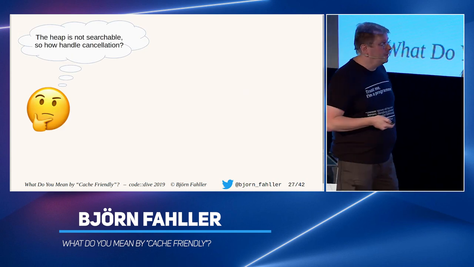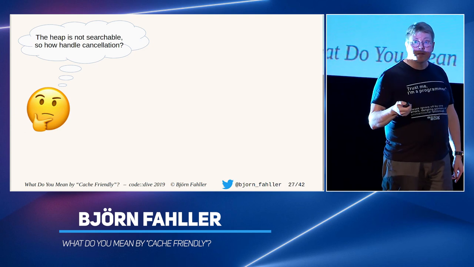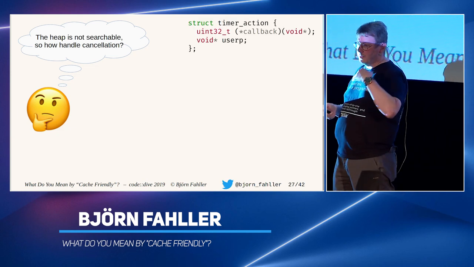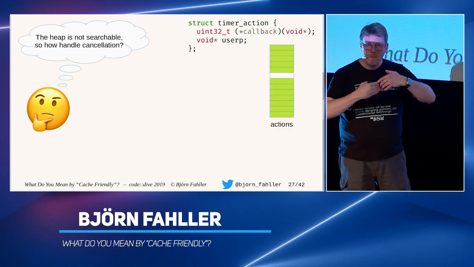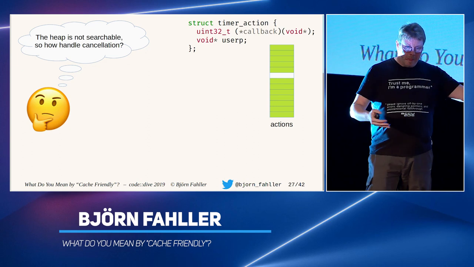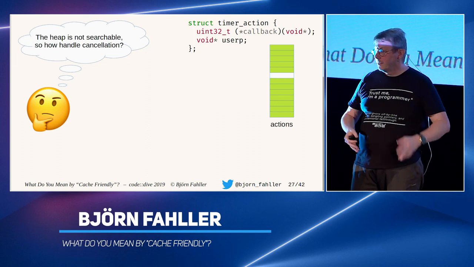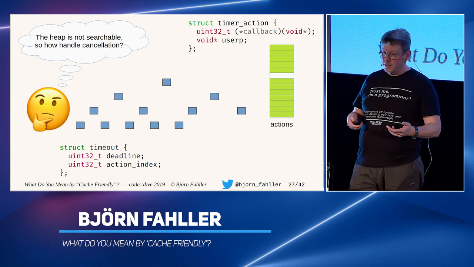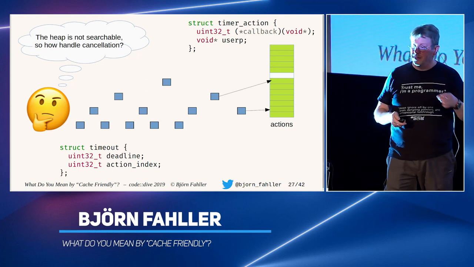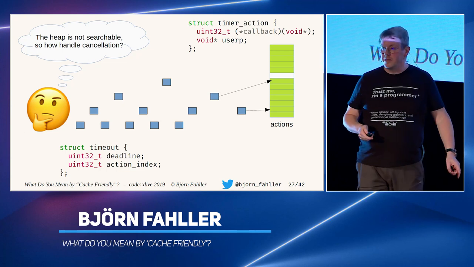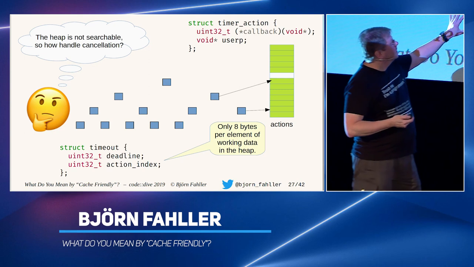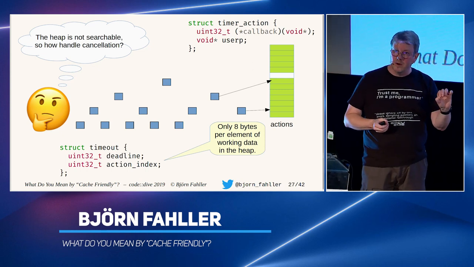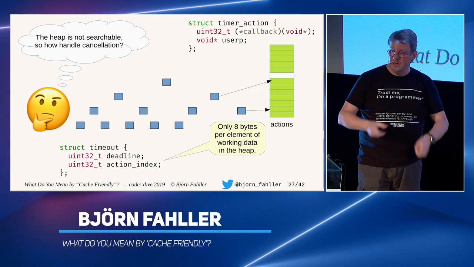But a problem now is that the heap is not searchable, so how do we handle cancellation? Because cancellation is kind of important. Well, the way I chose to do this is I have a separate structure, timer action, and I have a vector of actions. And over time, there will be holes in this one, but that doesn't matter. And we have the heap with a much simpler data structure that is just the deadline and an index into this action vector. And this means that this timeout struct that we're juggling around, trickling up and down in the heap, is only 8 bytes now. So we have a really small moving data set. That is important.